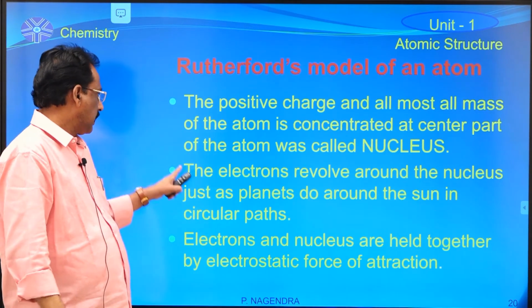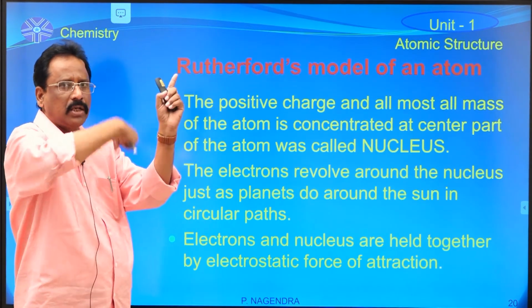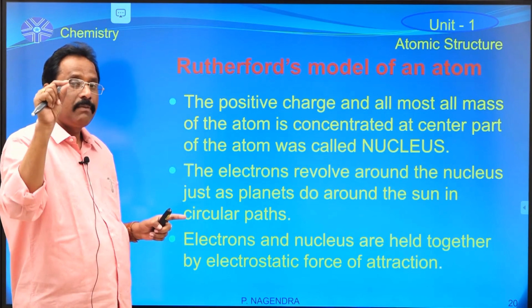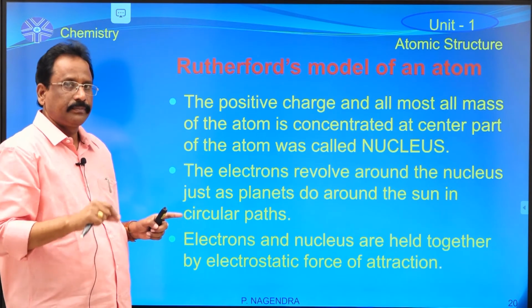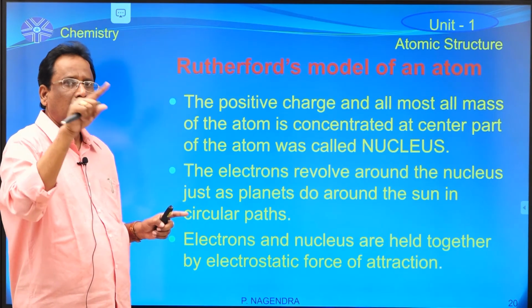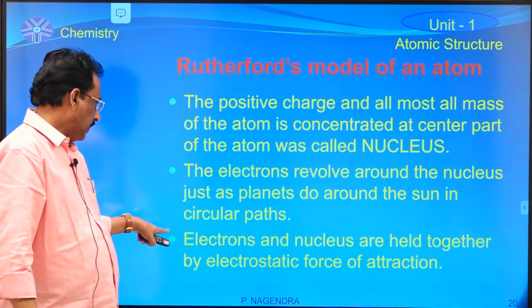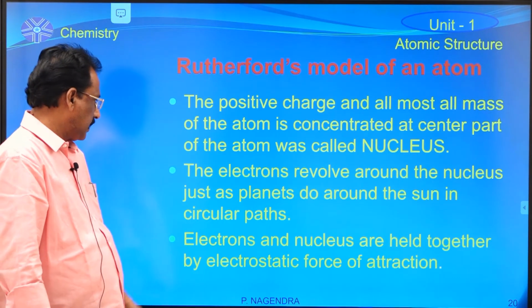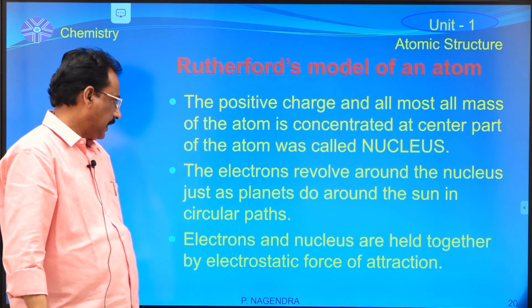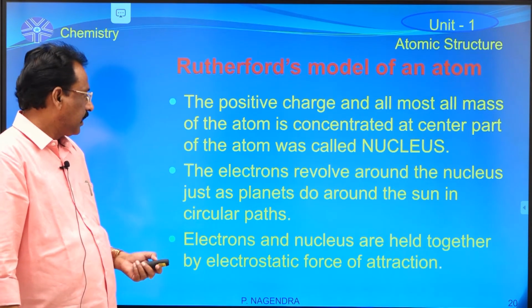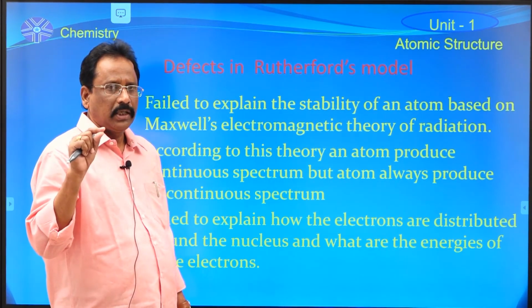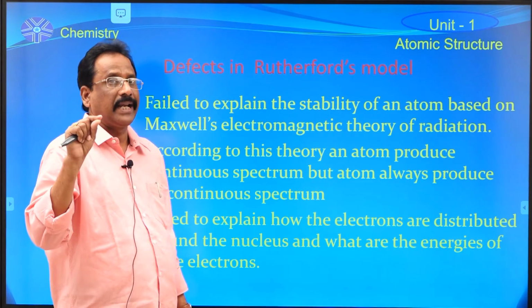Remember that. So the second assumption is that electrons revolve around the nucleus with high speed in circular paths, just as planets do around the sun. So the sun represents the nucleus, and the planets represent the revolving electrons. And the third assumption in this theory is that the nucleus and electrons are held together by nuclear force of attraction. So this is about Rutherford's atomic model of an atom.